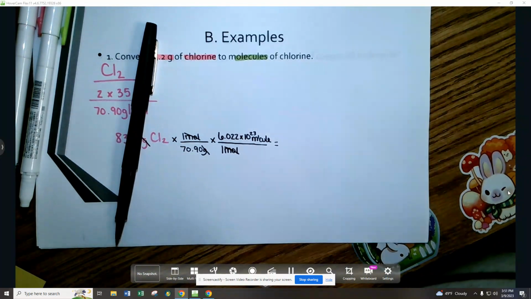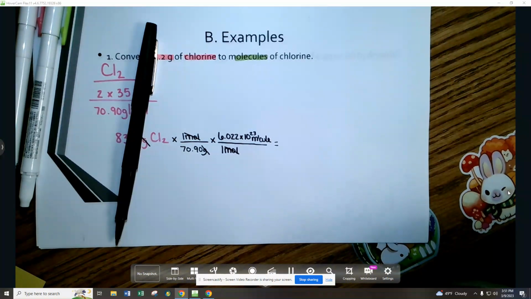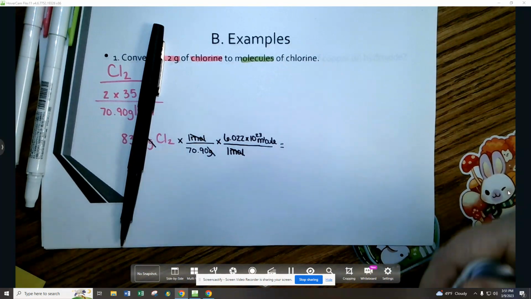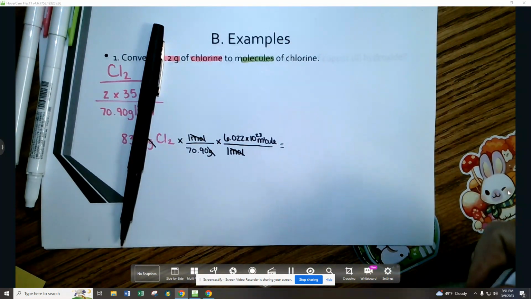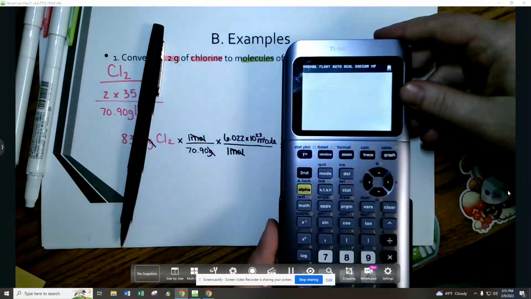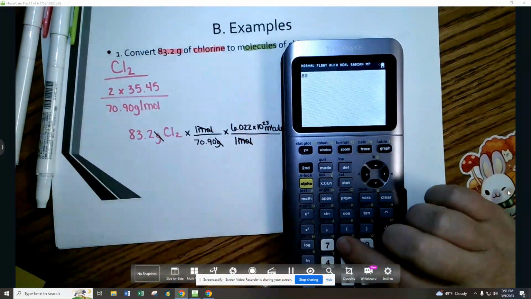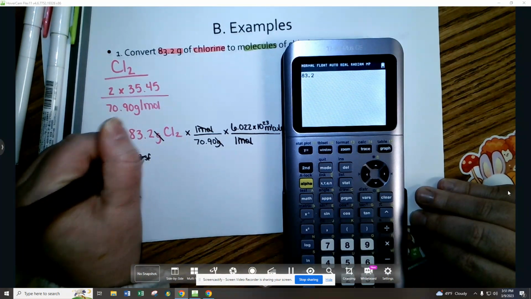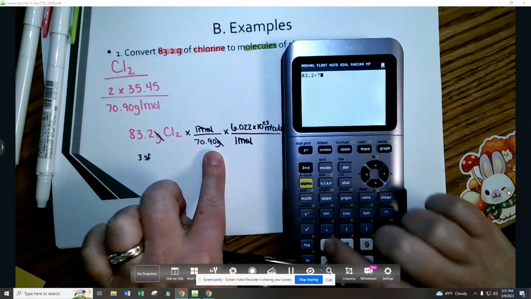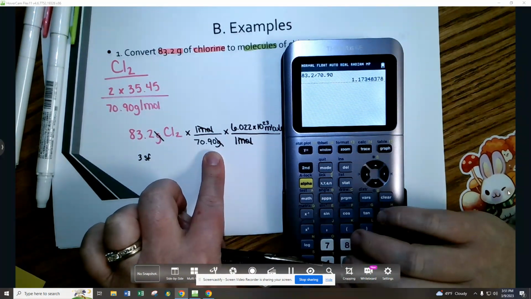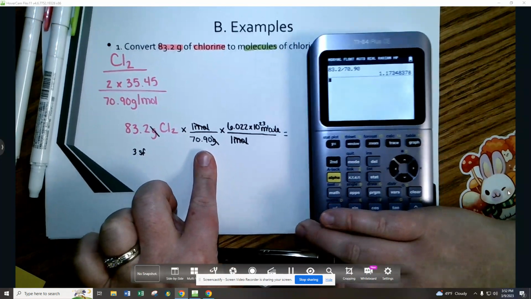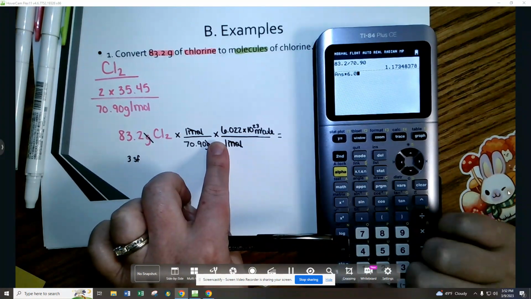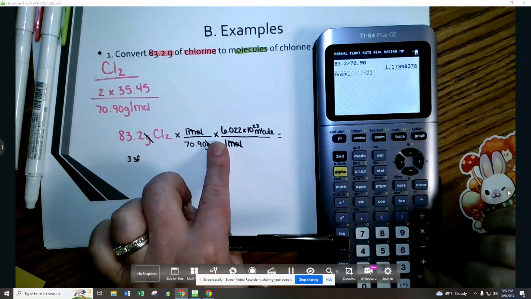I'm going to get my calculator out so you guys can see how I typed it in. There's more than one correct way to go about typing this into your calculator. It's going to be your personal preference. I like to just go conversion factor by conversion factor. What I mean by that is I would type in 83.2, which while I'm talking about it has 3 sig figs. I'm going to divide by 70.90. Do not worry about rounding sig figs until you're done with your calculation. Then I'm just going to multiply that by 6.022 to the 23rd.